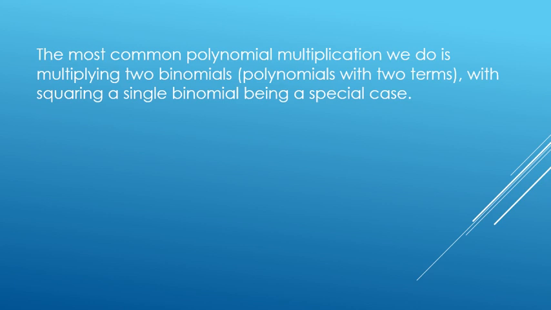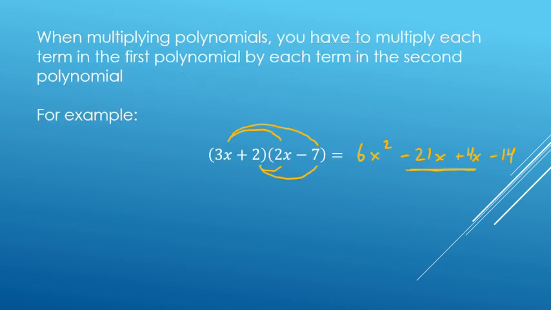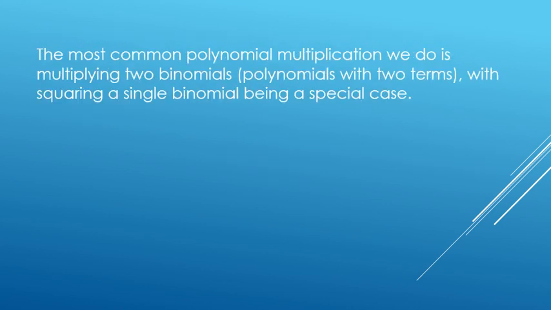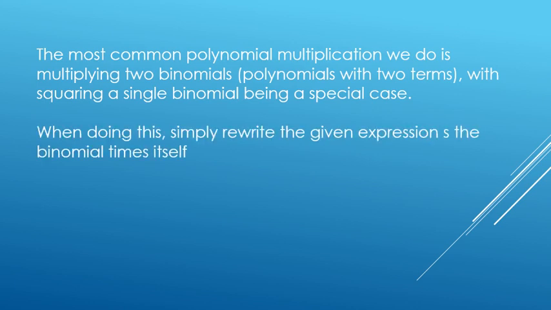The most common polynomial multiplication that we do is multiplying two binomials, polynomials with two terms, with squaring a single binomial being a special case. The first example that we did all the way back here is one example where we multiplied two binomials. And the squaring a single binomial being the special case. Sometimes people do get tripped up on that, and they're sort of not sure how to multiply that thing out, seeing it as something raised to the power 2.